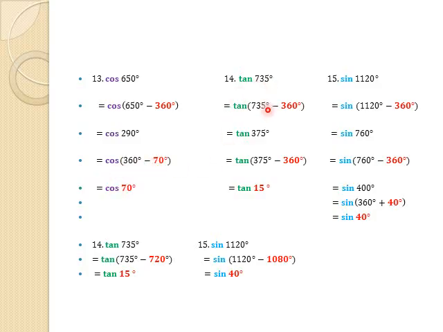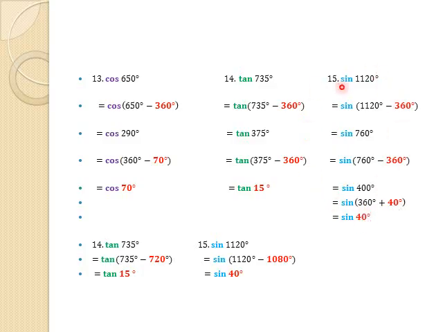Tan 735. Take away a 360, I'm left with 375. Because it's still bigger than 360, remove another 360 and I'm left with tan 15 degrees. There's sin 1120 degrees, remove 360, 760, still bigger than 360. Remove another 360, I'm left with sin 400, which is still bigger than 360. So that I can write as 360 plus 40, or 400 minus 360, but it simply becomes sin 40.